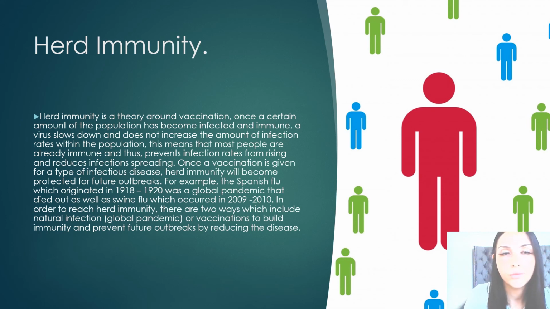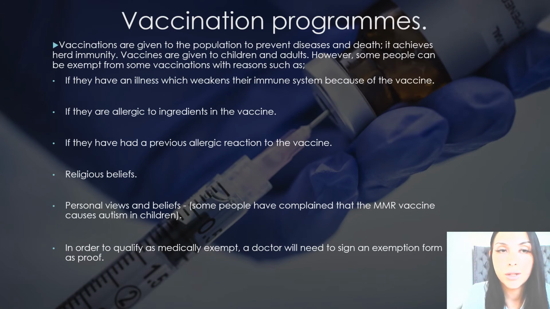For example, the Spanish flu, which originated in 1918 to 1920, was a global pandemic that died out, as well as swine flu, which occurred in 2009 to 2010. In order to reach herd immunity, there are two ways, which include natural infection, which is a global pandemic, or vaccinations to build immunity and prevent future outbreaks by reducing the disease. Vaccinations are given to the population to prevent disease and death. It achieves herd immunity. Vaccines are given to children and adults.